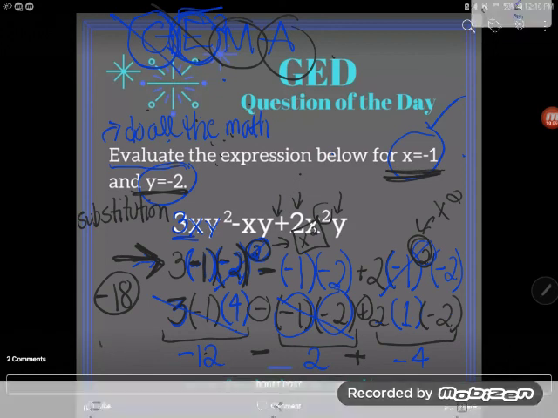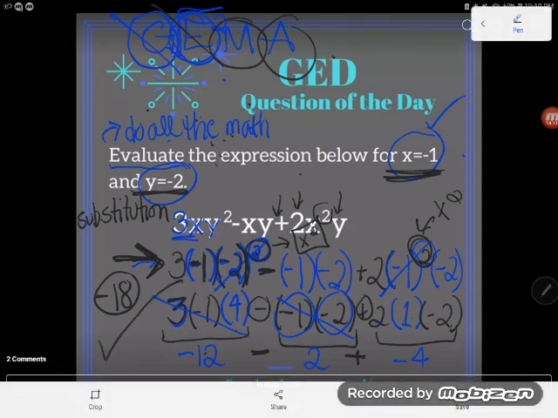Woohoo! My TI-30XS validated my order of operations work. This does indeed come to negative 18. Gorgeous. I hope this video made sense to you.